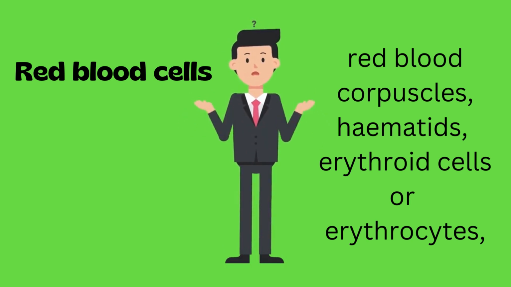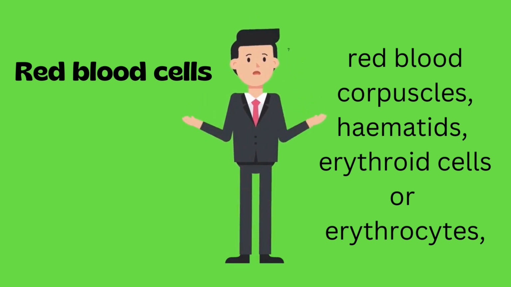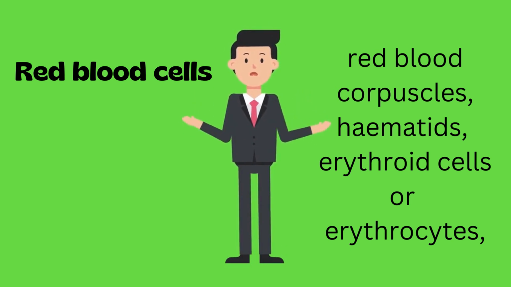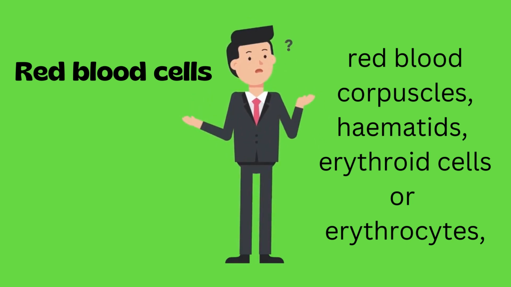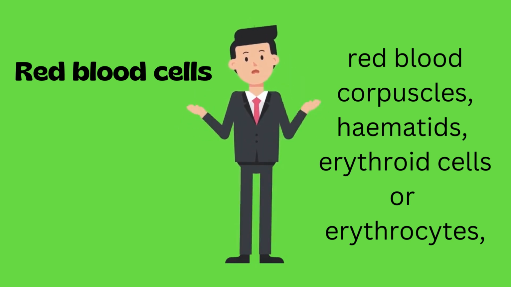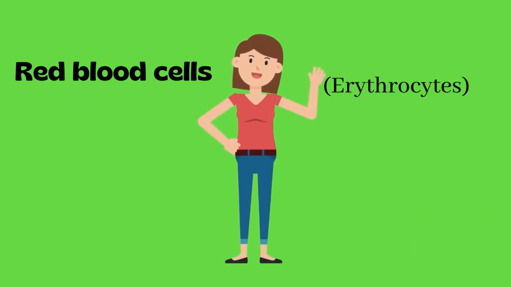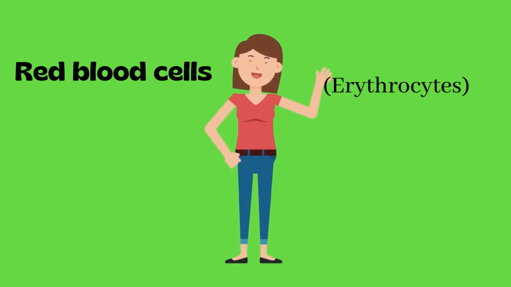The other names for red blood cells are red blood corpuscles, hematites, erythroid cells, or erythrocytes. A cubic millimeter of blood contains 5.5 million RBCs in male and 4.5 million in female. In female, a cubic millimeter of blood contains 4.5 million red blood cells.